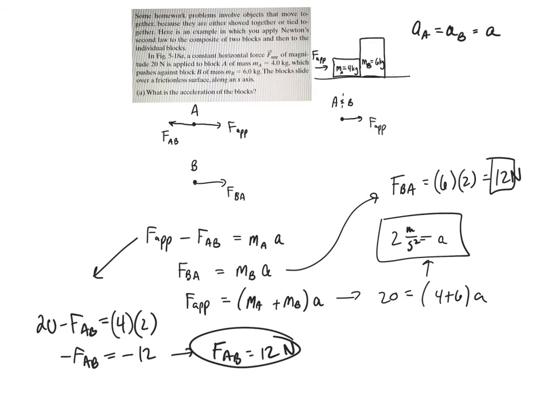Again, I'm taking now the first equation. I'm plugging in what we know, the applied force. We know the mass of block A. We know the acceleration of the system was 2. So this becomes just 8 minus 20, yielding negative 12, making it positive 12. So FAB and FBA are indeed the same values.